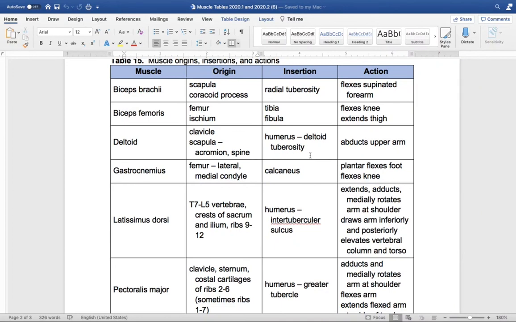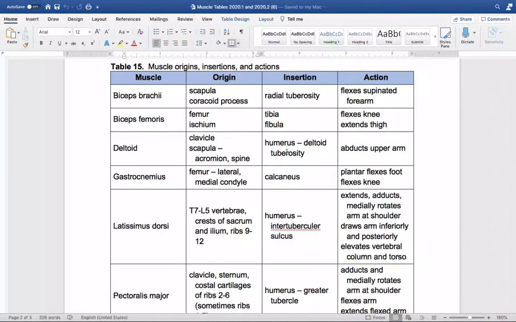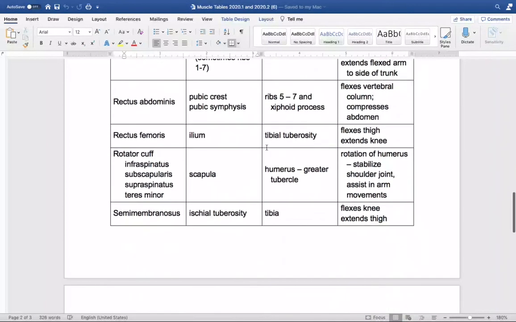Therefore, when we contract the deltoid, that's going to abduct the upper arm. That's going to help us to pull our arms outwards, away from the midline. Hopefully by now you're getting the hang of seeing how these origins and insertions lead to the actions. The next muscle we're going to go over is in fact a group. We're going to discuss the rotator cuff muscles next.